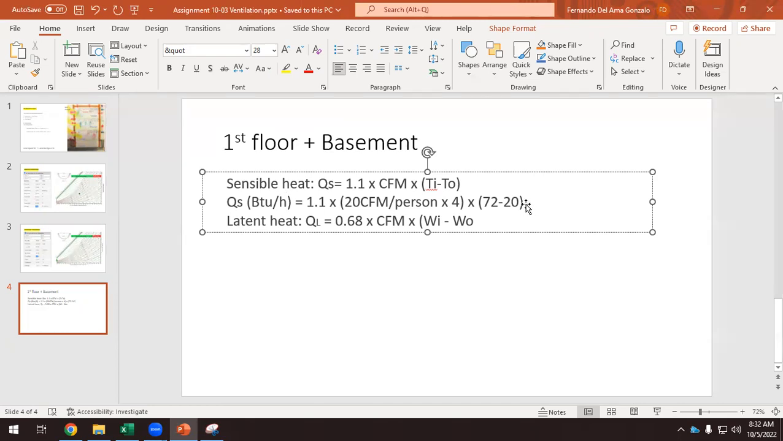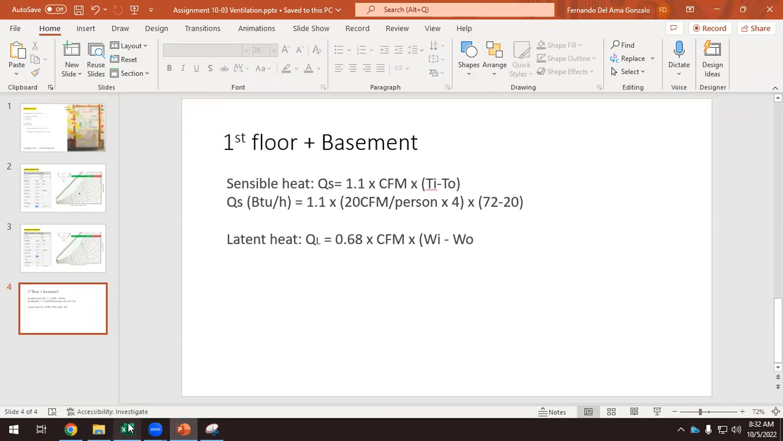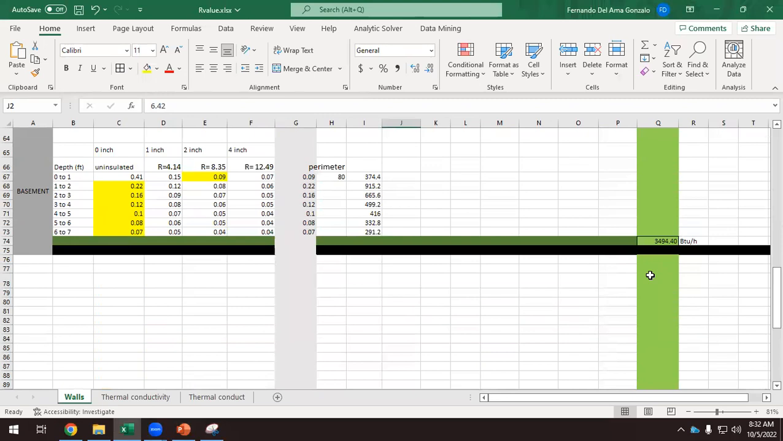Okay, so this 1.1 is a specific heat, and we need this value to turn this cubic feet per minute and the Fahrenheit into BTU per hour. Okay, but that's the formula that we have to include here. Okay, so let's do it. So that sensible heat should be on this column. Okay, so I'm going to use this, and at the end, the sensible heat for the basement and the first floor has to be here.